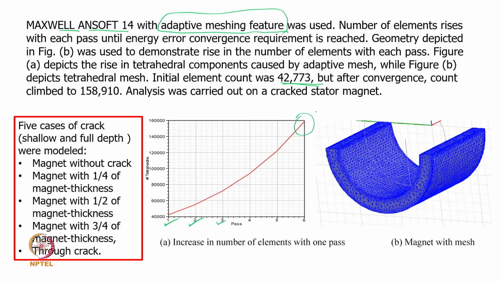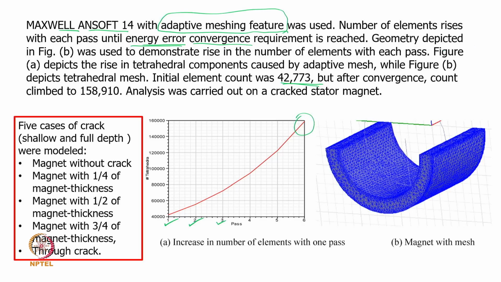Finally, it comes with some sort of convergence criteria, and the convergence criteria in this case was particularly related to energy: the continuous calculation of energy and energy error should be minimum, as per the requirement mentioned in the software.